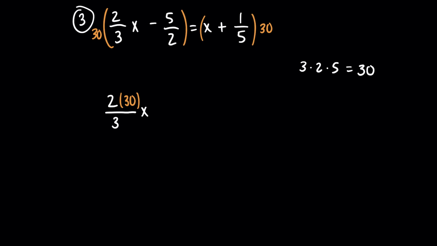Okay, so I've distributed the 30 here. Now I'm going to distribute the 30 over to the negative 5 halves. So I'm going to do minus 5 over 2. And then I'm going to leave myself some room here to multiply by 30, because the 30 needs to go to both parts. Okay, next. All right, so that's the left side. Equals. I'm now going to distribute the 30 to the x and to the 1/5.